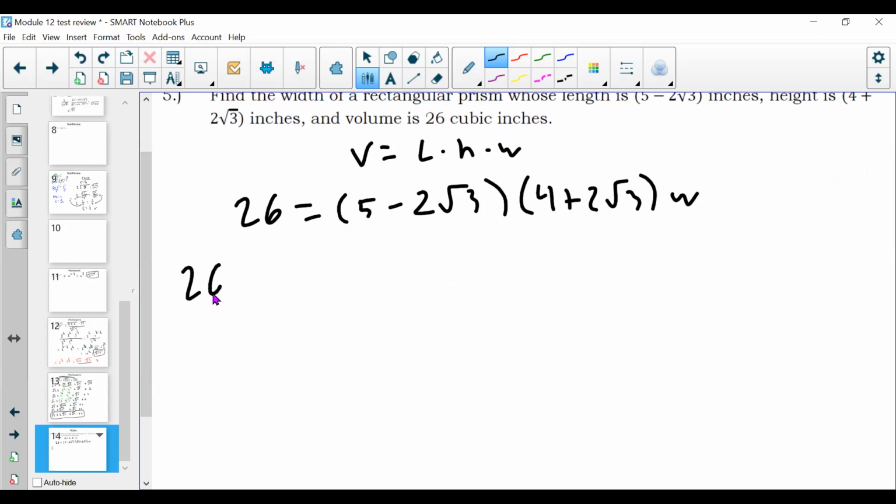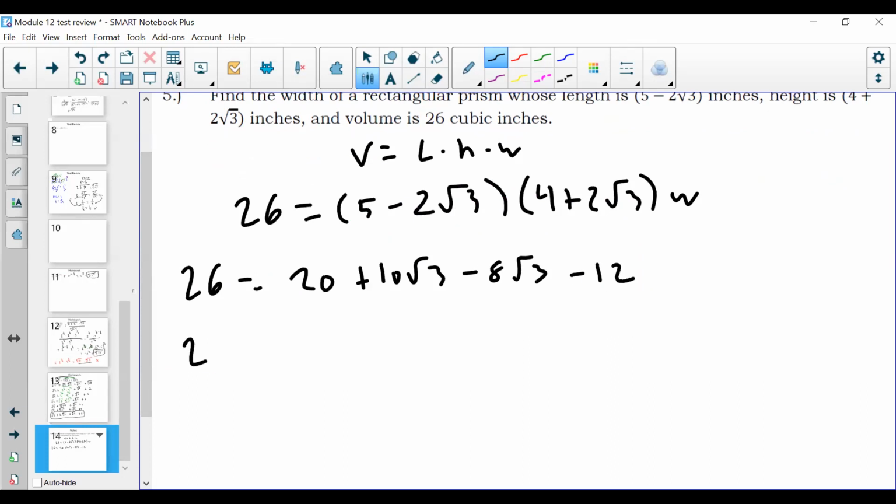So I have 26 equals 5 times 4 is 20. 5 times 2 root 3 is a positive 10 root 3. Negative 2 root 3 times 4 is negative 8 root 3. And negative 2 root 3 times positive 2 root 3, well, negative 2 times 2 gives me a negative 4. And then root 3 times root 3 is 3, so we get negative 12.